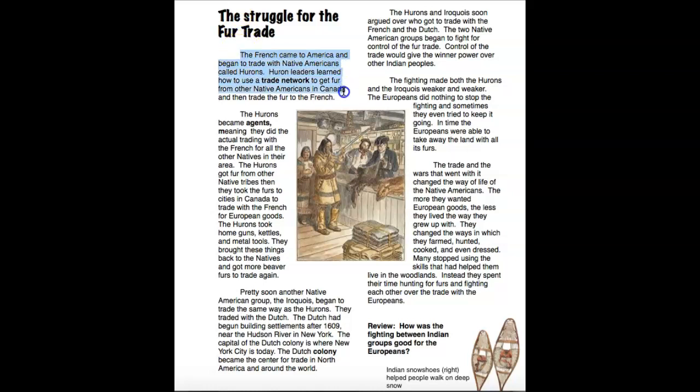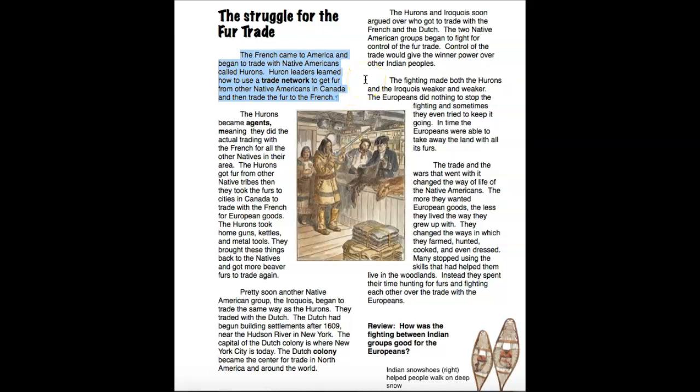The French came to America and began to trade with Native American called Hurons. So believe it or not, there's actually a lot of information right in that first sentence that we don't just want to skip over. The French came to America. So the French are Europeans. They're from Europe. France is a country in Europe. And they began to trade with Native Americans called Hurons. So that means Hurons are the name of Native Americans. So we have the French, who are Europeans, and we have the Hurons, who are Native Americans.